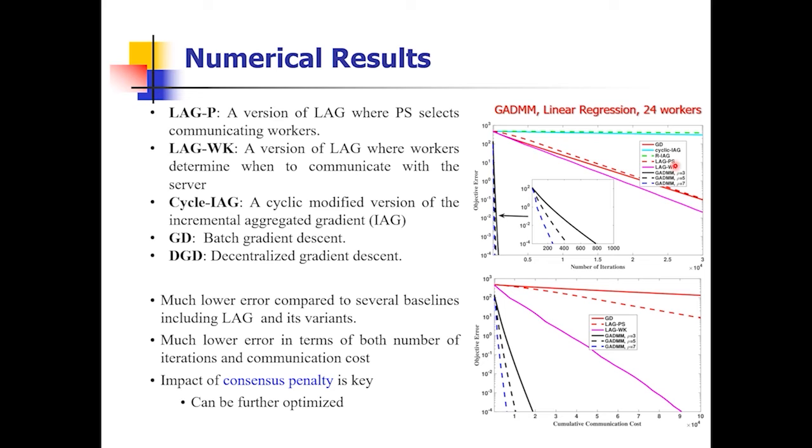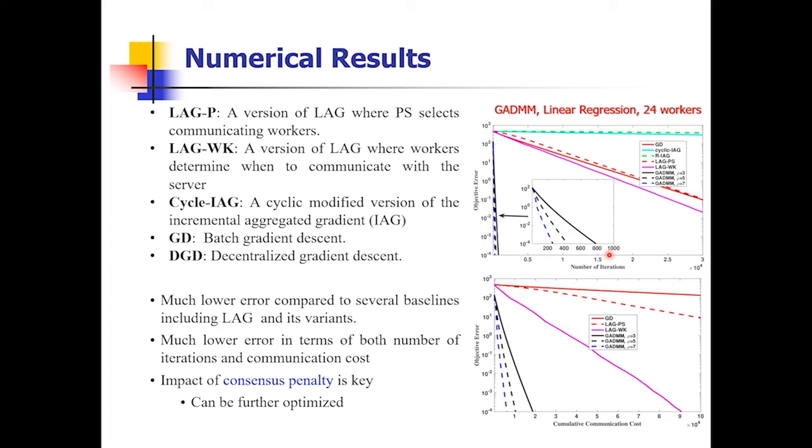So what we can see here is that GAD-MEM, which is our proposed idea, has significantly lower error compared to all the other baselines, right? This is obviously seen here in terms of number of iterations, and the reason is that now the worker is communicating with only two neighbors, as opposed to all the clients transmitting their models to the parameter server.